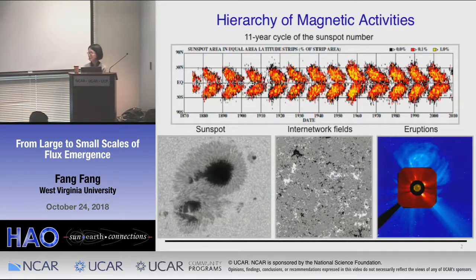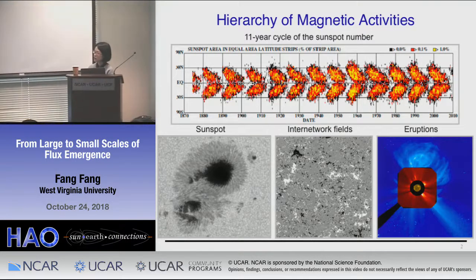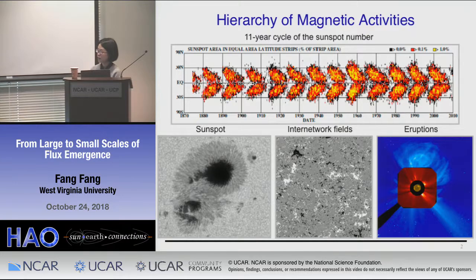And on the Sun, we all know that there is a hierarchy of magnetic activities, from the 11-year cycle of the sunspot number, where the sunspots appear in the middle latitudes and gradually disappear as they approach the equatorial region, producing this 11-year cycle. Also, the sunspots are magnetic concentrations of several kilogauss with magnetic flux up to 10 to the 23rd, 24th Maxwell on the Sun. And there are also small-scale internetwork magnetic fields, together with magnetic eruptions.